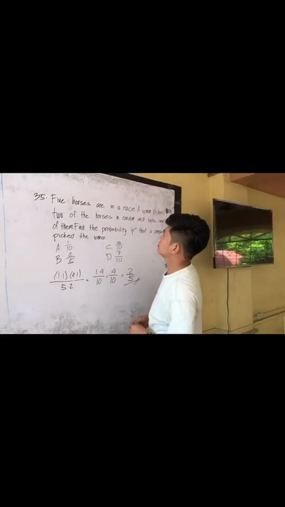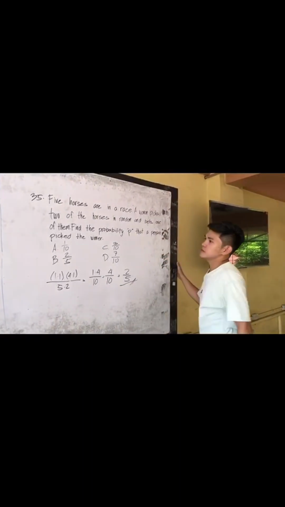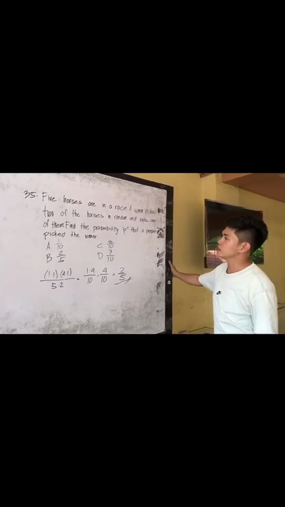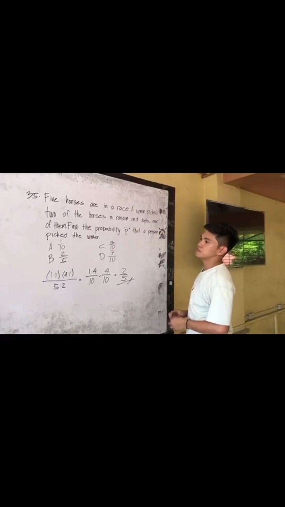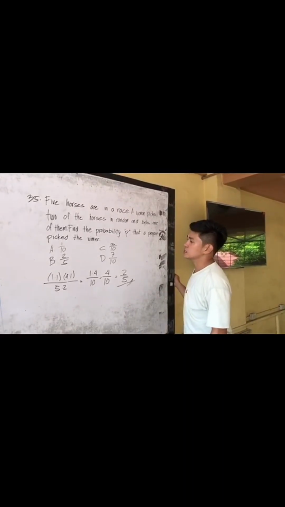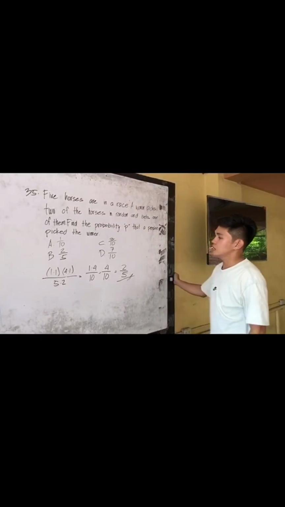35. Five horses are in a race. A woman picks 2 of the horses at random and bets on one of them. Find the probability P that the person picked the winner. A. 1 over 10. B. 2 over 5. C. 3 over 10. Or D. 7 over 10.